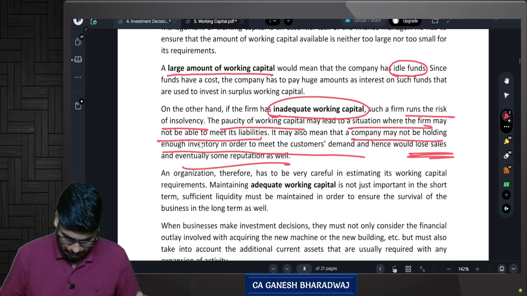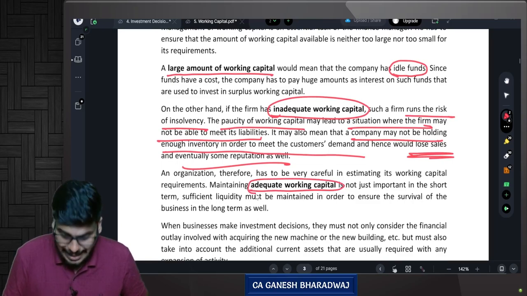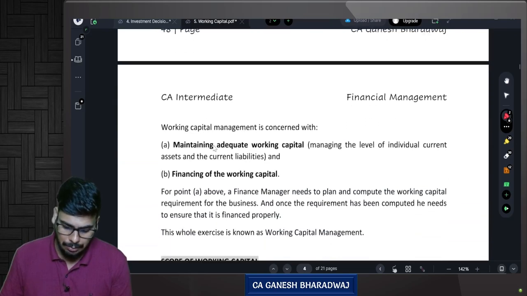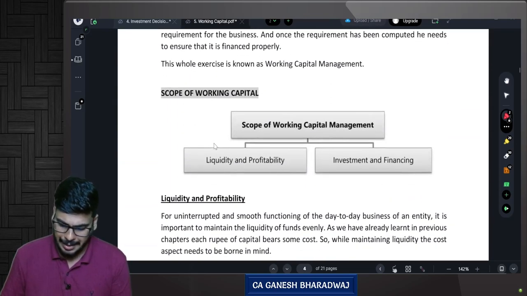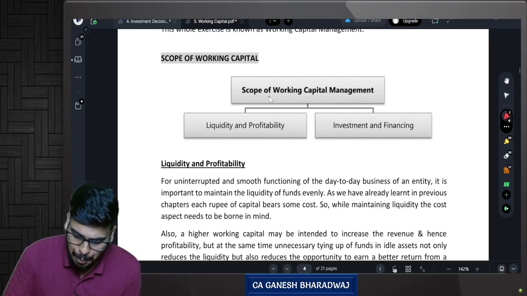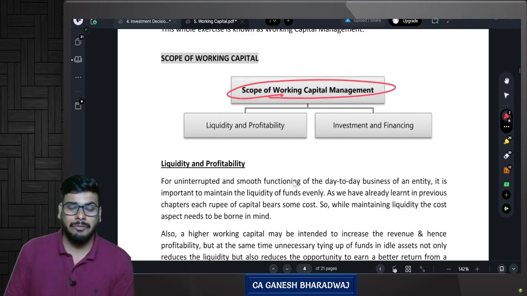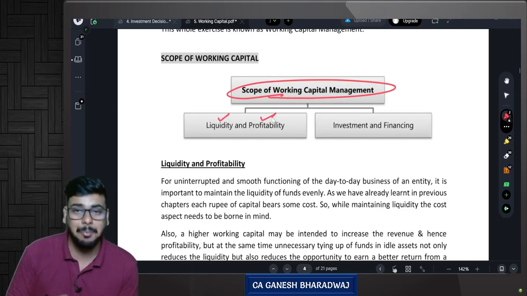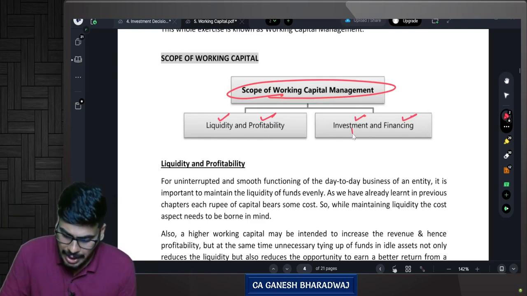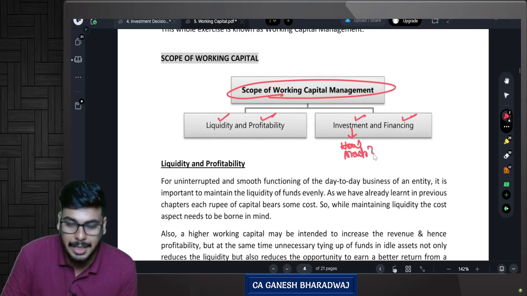So what is the most important thing here? You need to maintain adequate, means what? The right amount of working capital. Are you clear with this? Now, determination of working capital. Yes. So this is what it is. Now, look at this. In the scope of working capital management, now we will be reading something about liquidity and profitability. Then investment and financing. Investment talks about how much amount of working capital I need. Financing talks about where from I am going to get this amount.